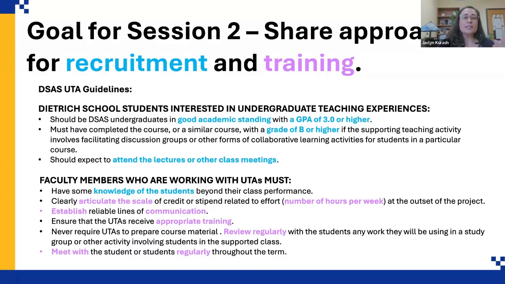Other things, I think we've talked about this list already, but just to emphasize this point again, faculty members who are working with UTAs must have some knowledge of the students beyond the classroom. They should clearly articulate their expectations as well. So similar to what we already do in the classroom, but articulating the scale of the credit, whenever they're enrolling, is there a stipend involved? How many hours per week will this be?